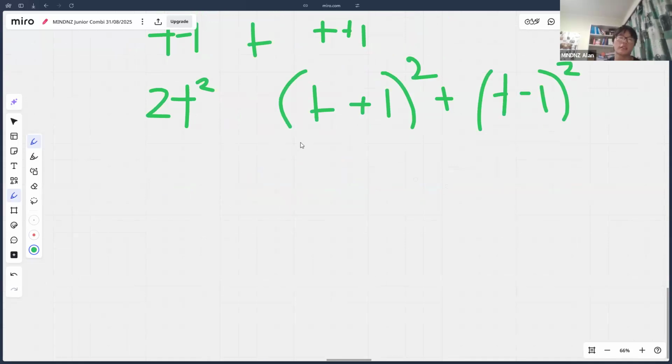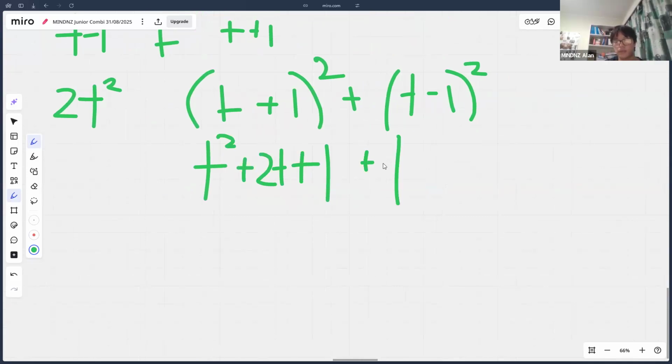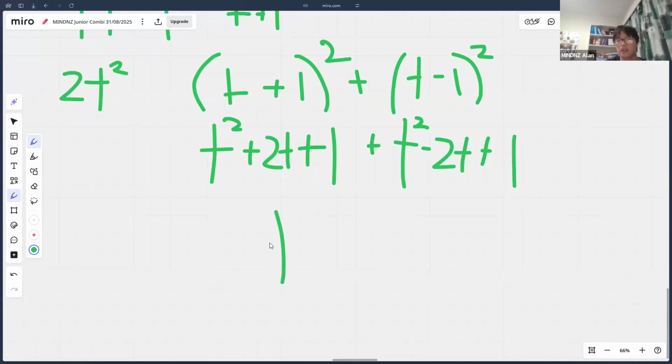Now, what is this? This is t squared plus 2t plus 1. And this is t squared minus 2t plus 1. When we add these together, we get t squared times 2. And then the plus 2t and minus 2t cancel. And then we get plus 2.